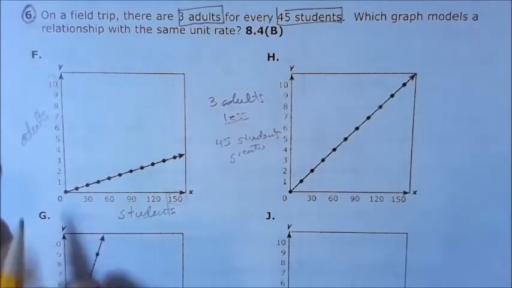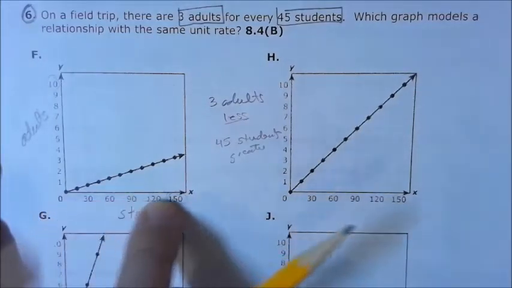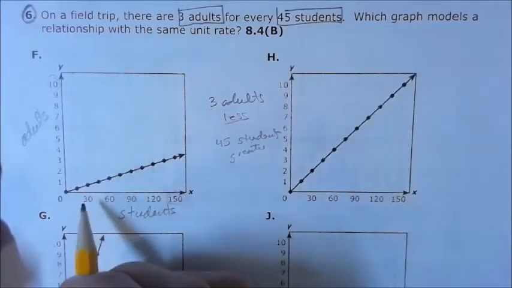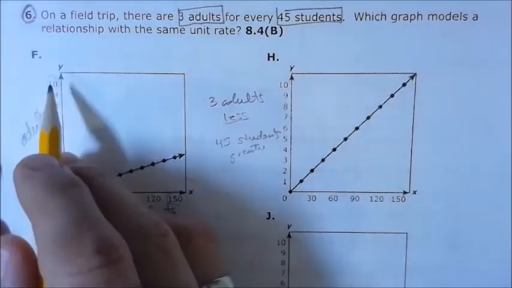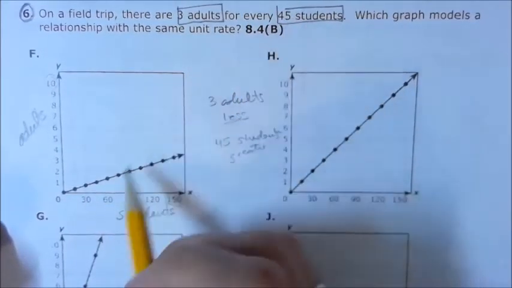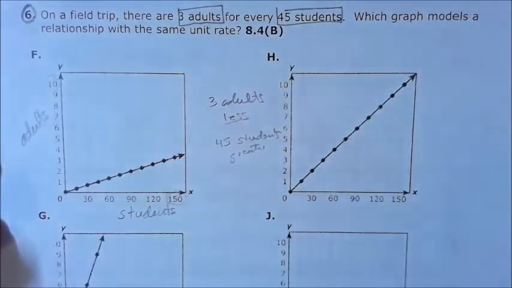If they don't label the axis, it does make it more difficult. But you just have to think it through and think which set of numbers is more meaningful. So in other words, if we had 3 adults down here, we would only be able to count 10 students. Well, since we know we got to be able to count at least 45 for 3 adults, if we labeled this students, it wouldn't make any sense. So we got to make sense of the data. Now we're trying to find a relationship where we have 3 adults to 45 students.